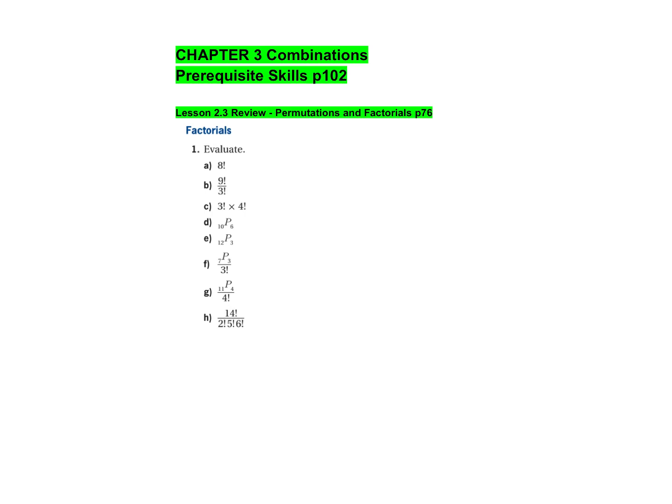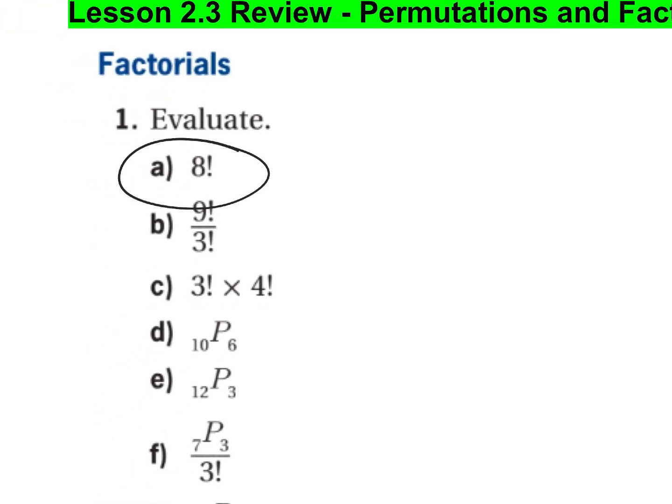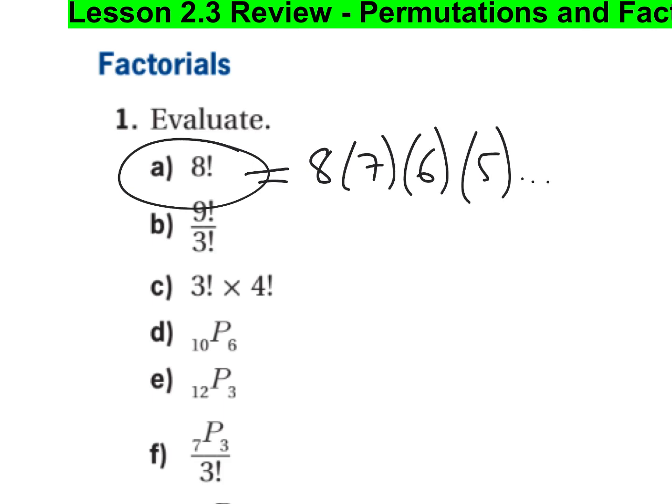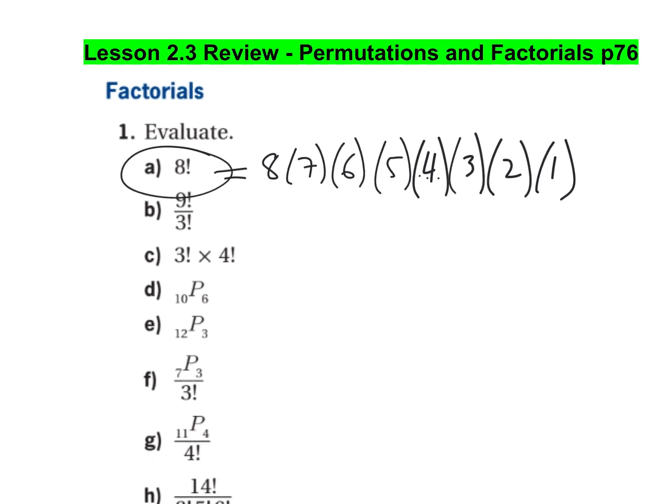So in this first example, we have 8 factorial. Let's recall what that means. Factorial is notation for factors starting at 8 and decreasing by 1, whole numbers, ending with 1. So there's 8 factors here since we're starting at 8: 8, 7, 6, 5, 4, 3, 2, and 1. Let's fill in the 4. And that's what 8 factorial translates to.